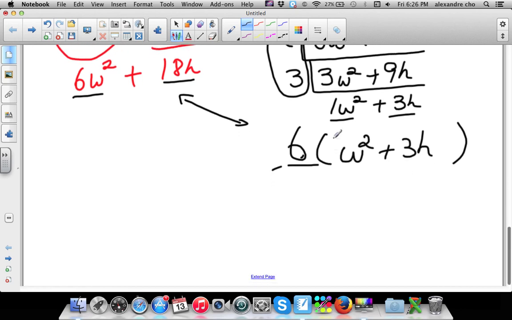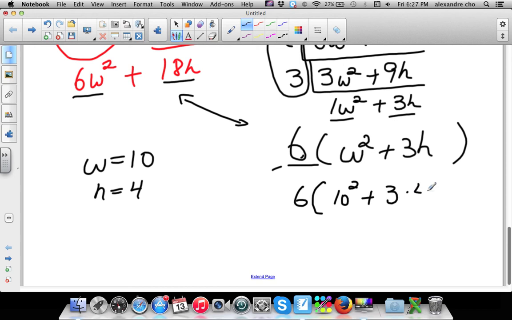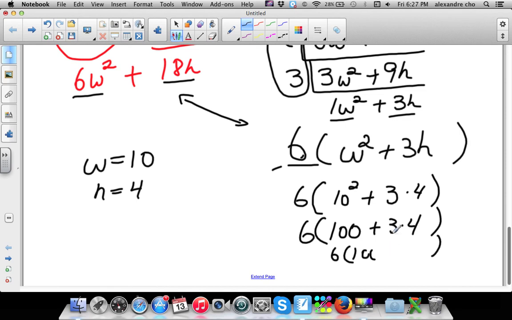And now we have, hopefully you caught on, that w equals 10. And although it says m on the sheet, it should have been h, so h equals 4. So let's substitute and find the value of this. You get 6 times (10 to the second power plus 3 times 4). Okay, so we're going to do order of operations inside the parentheses. Let's take care of our exponents, which is 100, plus 3 times 4. And we get 6 times (100 plus 12), because 3 times 4 is 12.